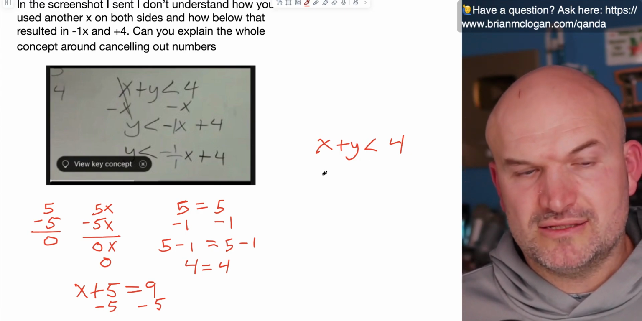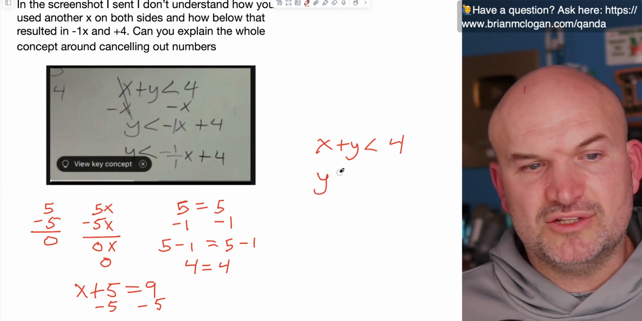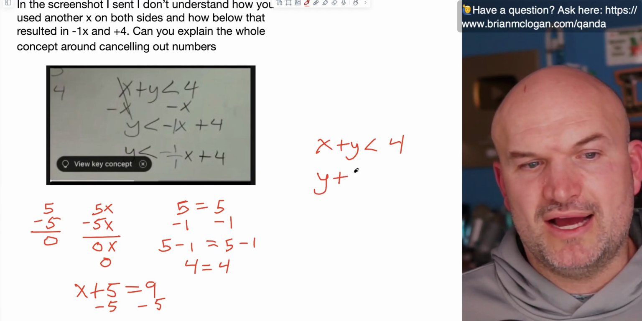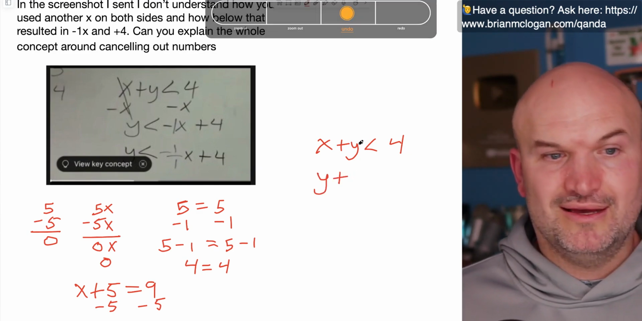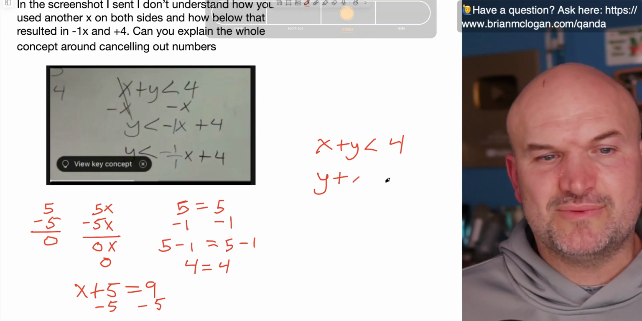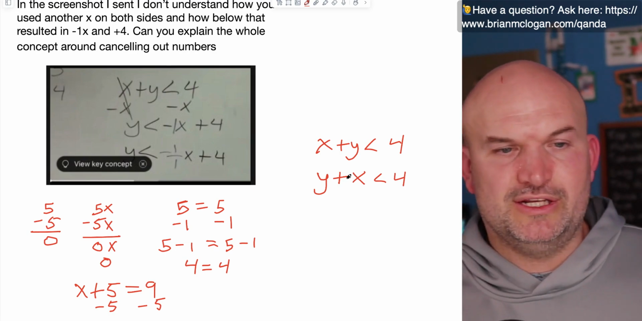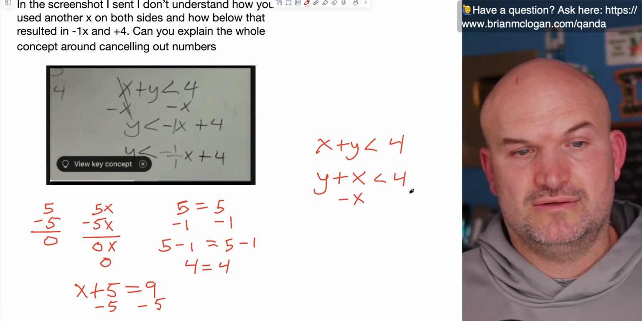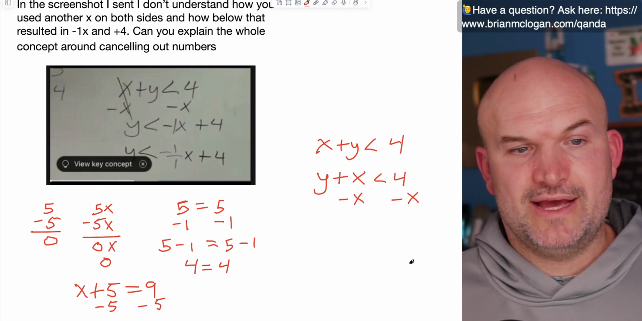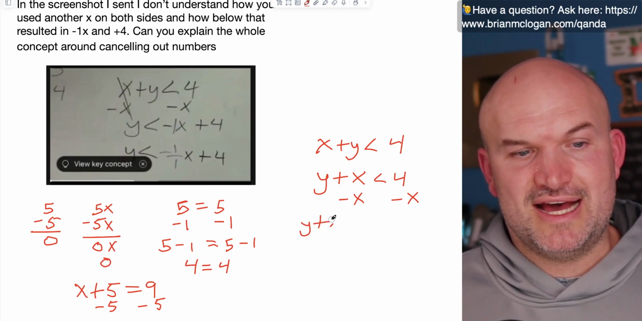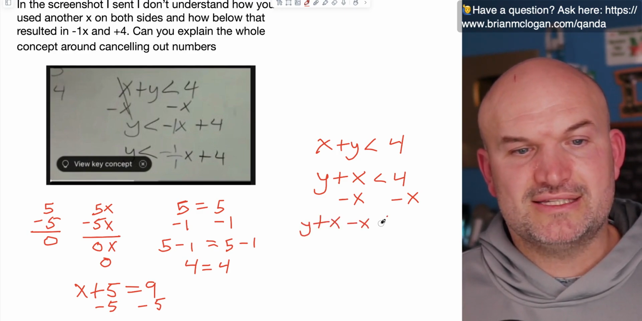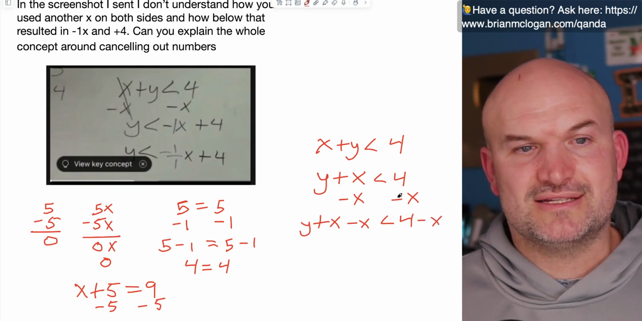Well, just remember, guys, addition is commutative. So if I have x plus y, I can rewrite that as y plus x. So you can look at it this way if this makes more sense to you. Again, if you need to get rid of the x, what do you need to do? You need to subtract the x. Okay, so again, I have y plus x minus x is less than 4 minus x.